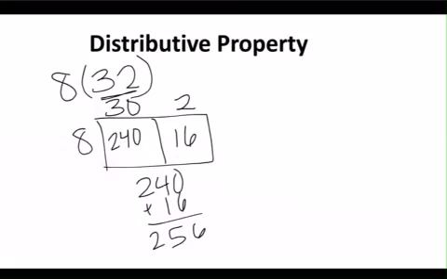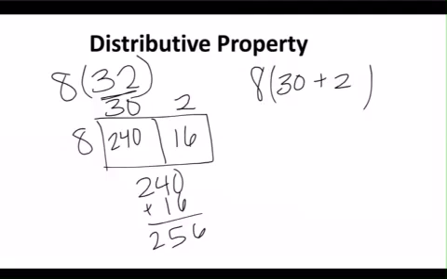So let's write what we did with a new number sentence. What did we do with the 32? We broke it up. So we're going to keep the 8 on the outside of the parentheses. How did we break up the 32? We did 30 plus 2. This is showing us what we did and is another way to look at the number.